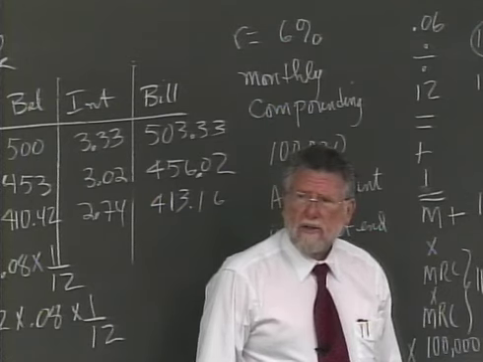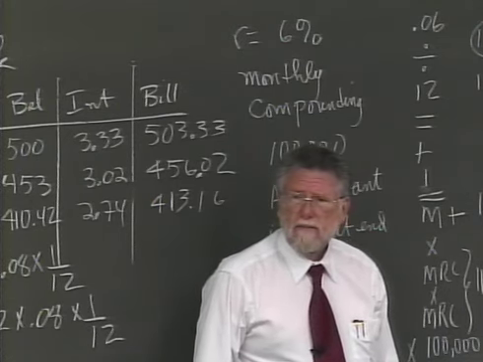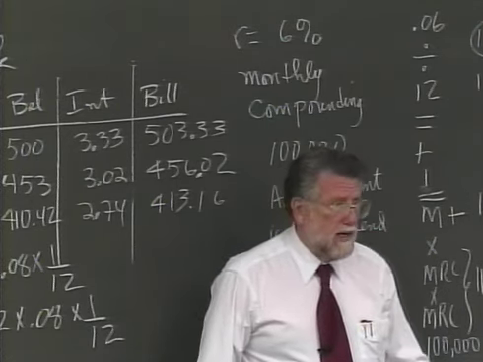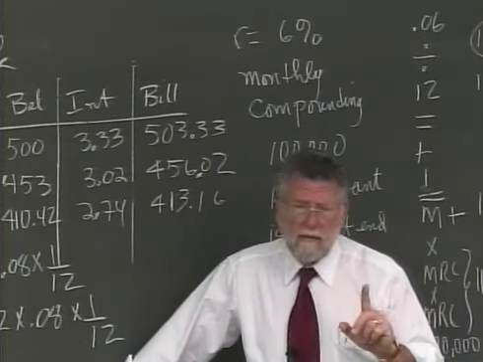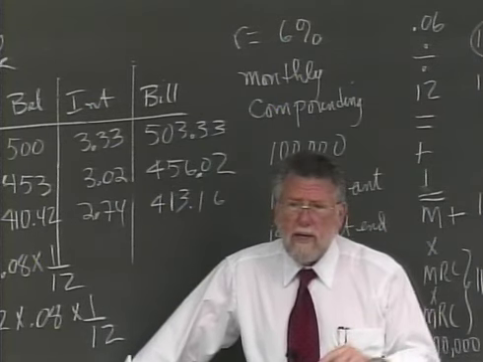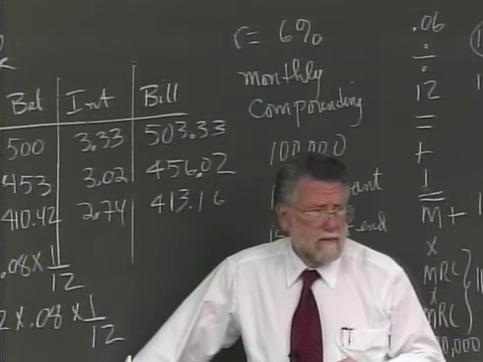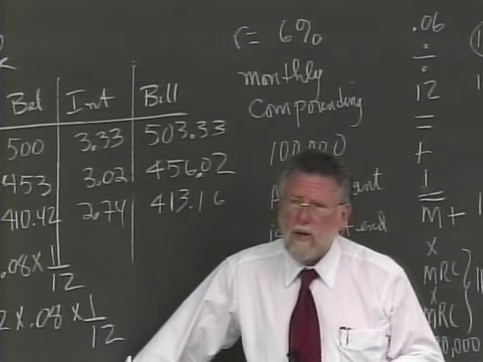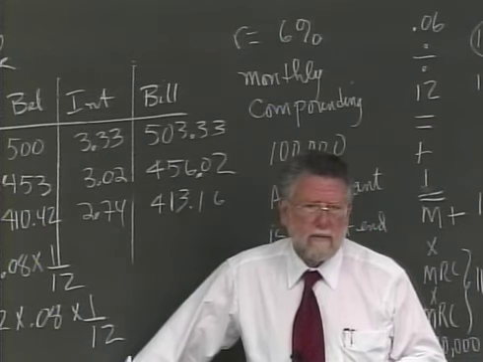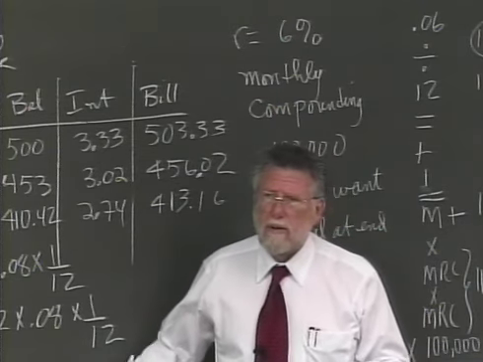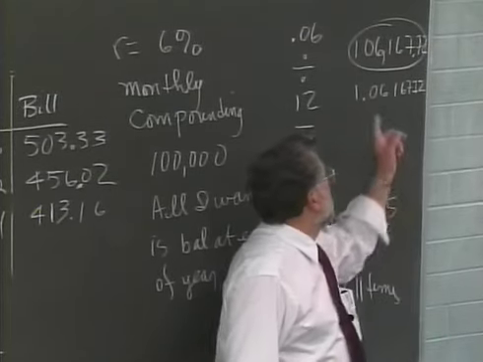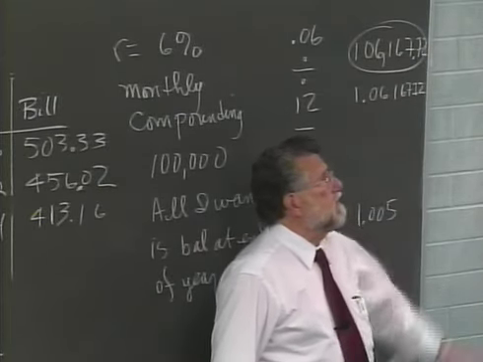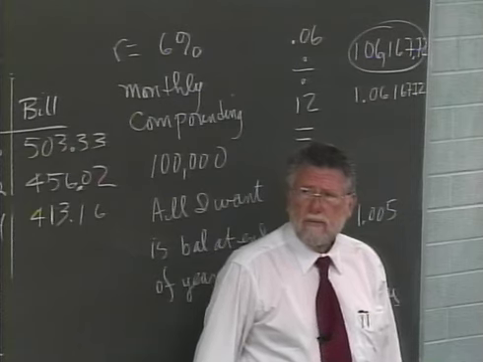Now I want you to hit M plus. So we have it in memory now, correct? Now here's what I want you to do. I want you to do this 11 times. Times memory recall, 11 times. With nothing else, just times memory recall 11 times. And at the end of that, you should get, I think, this number, 1.0616722.